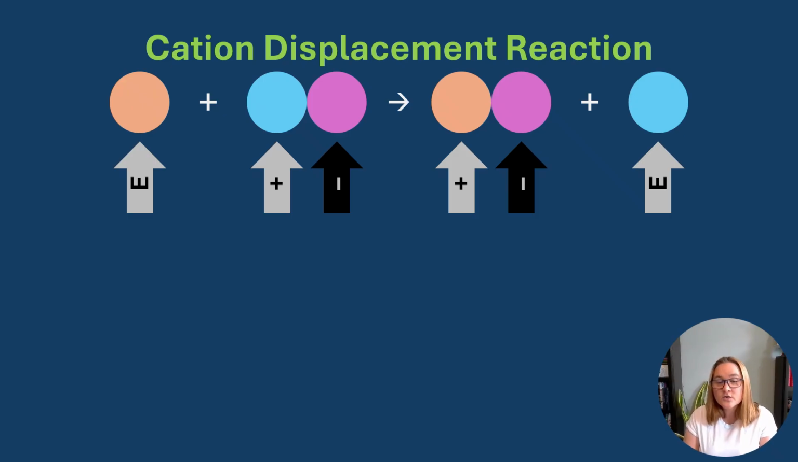Now the orange circle was an element on the reactant side and was therefore neutral, had a 0 oxidation state. When it displaced the cation, it had to lose electrons and become a cation itself to do so. So the orange circle changed oxidation state or charge. When the blue cation became displaced, it gained the electrons that the orange circle lost and became a neutral element. It also changed oxidation states.